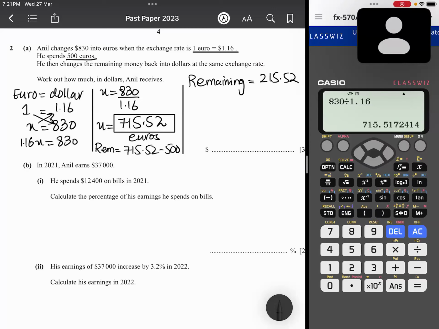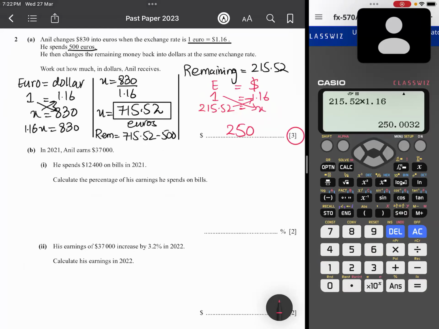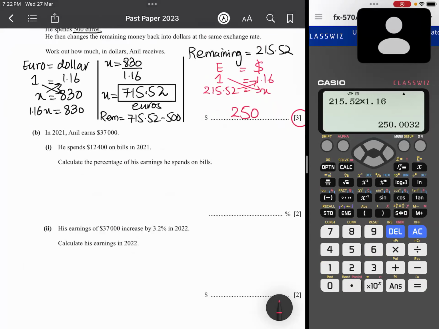Now he changes the remaining money back into dollars. Again we have to follow the scale: 1 euro equals 1.16. So now I have 215.52 euros, so cross multiply. 215.52 multiplied by 1.16. So that answer is $250.